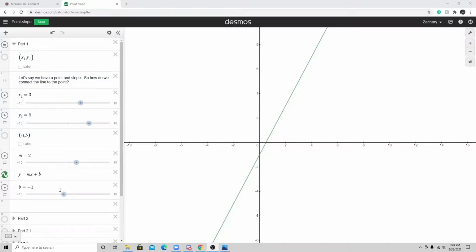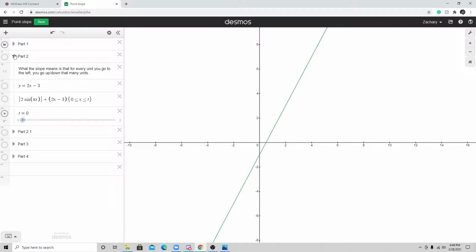So as we saw from part 1, we know that the m, or the slope, is the steepness of this line. But how do we visually represent that? Well, slope has always been defined as rise over run. Basically, the rise is how far up and down you go, and the run is how far left and right you go. So the slope basically stands for every unit that you go up or down, you go to the left that many times.